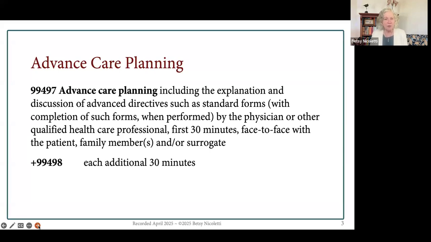By the physician or other qualified healthcare professional, first 30 minutes, face-to-face with the patient, family member, or surrogate. When these codes came out in 2016, I think it was one of the first services that Medicare said, yes, you can perform this service without the patient present. Now, of course, you wouldn't do that unless there was a reason for that. The patient was unable to participate in the discussion. But it can be performed with the patient, family member, or surrogate.